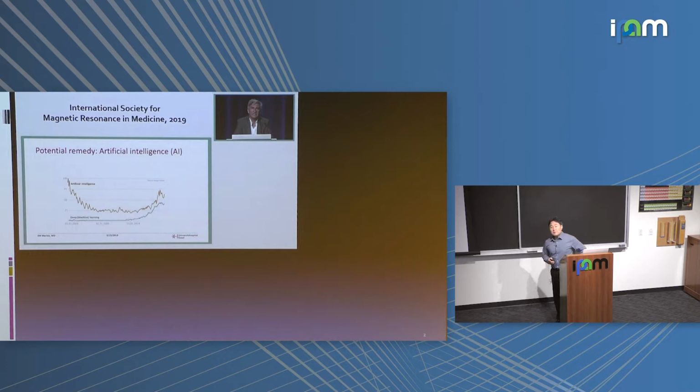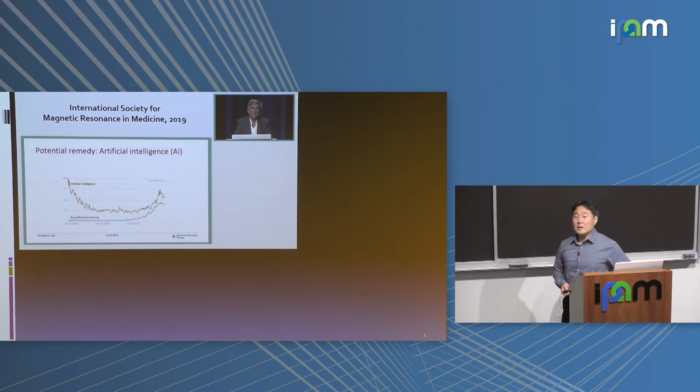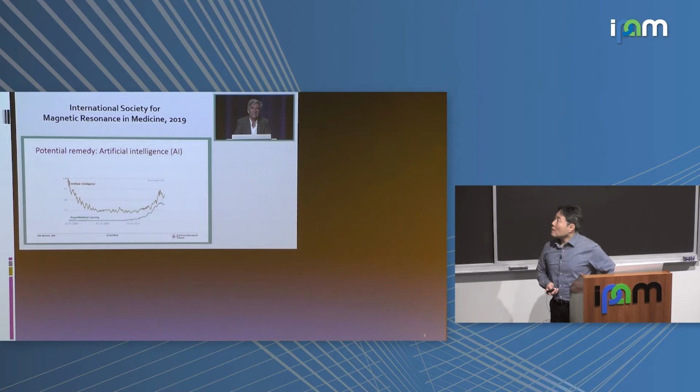Last year, I attended the International Society for Magnetic Resonance in Medicine conference held in Toronto. What was interesting to me was the plenary lectures given by the global MR vendors, GE, Siemens, Philips and Canon. In their plenary lectures, they all emphasized artificial intelligence and deep learning. These deep learning techniques are their key or core engines to advance their machines.